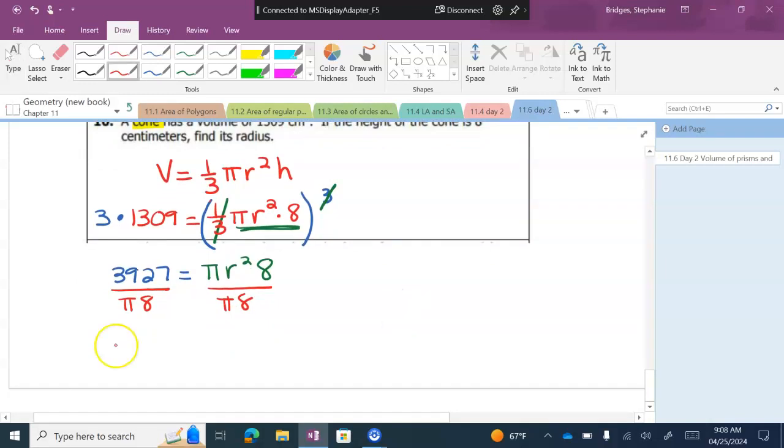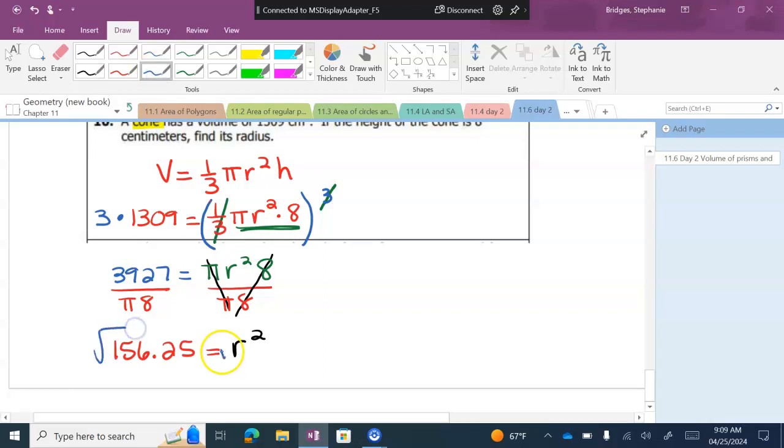What'd you get? 156.25. Does everybody agree with that? Now, that cancels the 8 and that cancels the pi, which leaves me with just r squared here. Is that my radius? It's my radius squared, right? So how do I undo a square? We take the square root, yep.